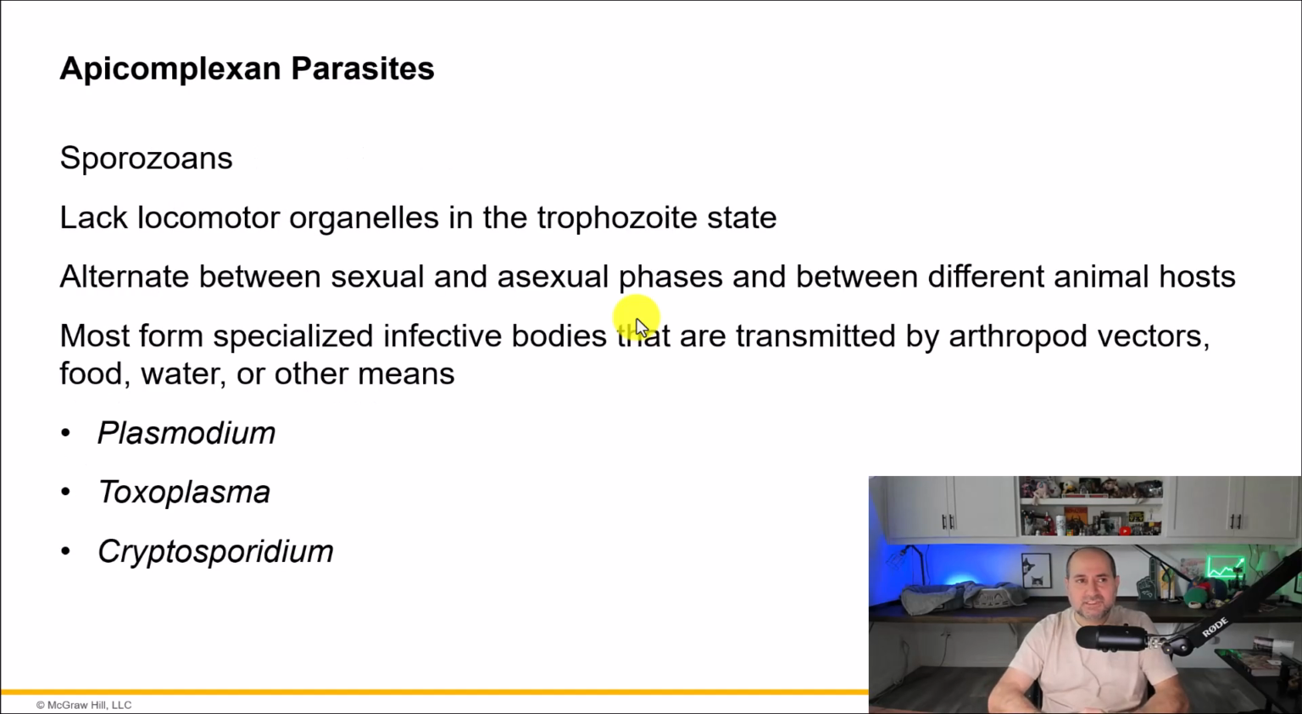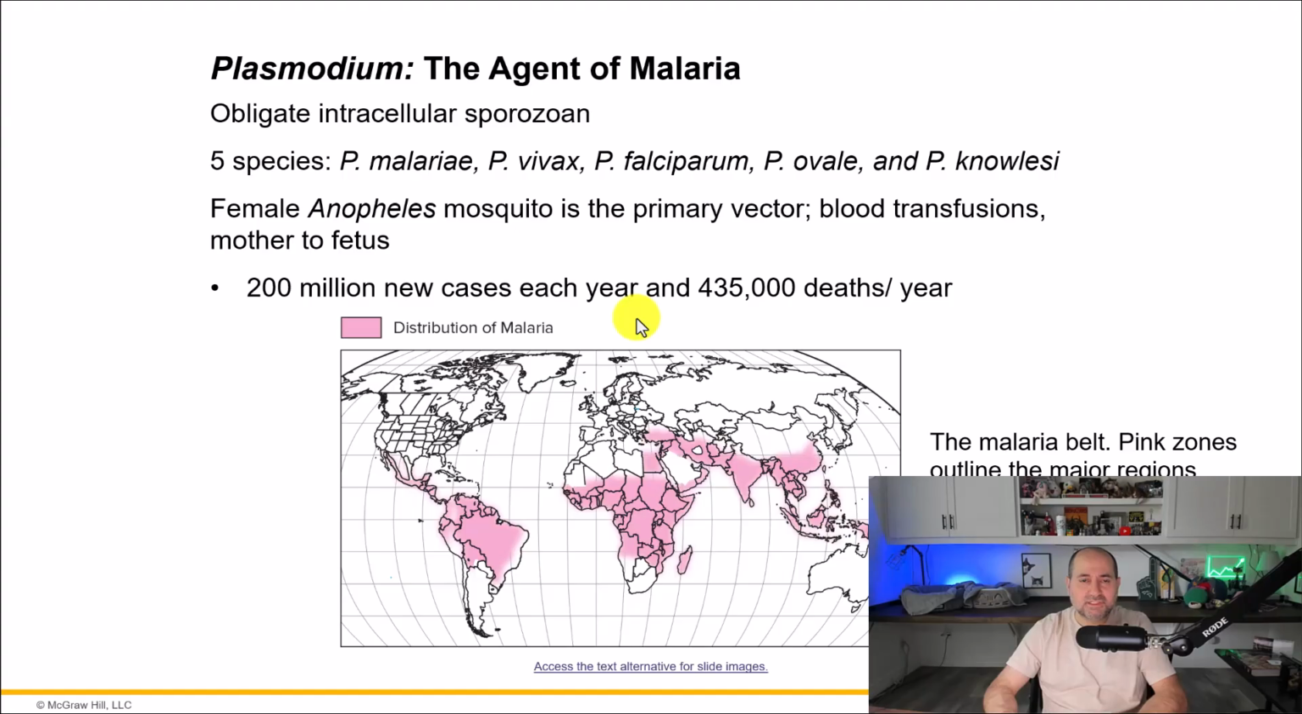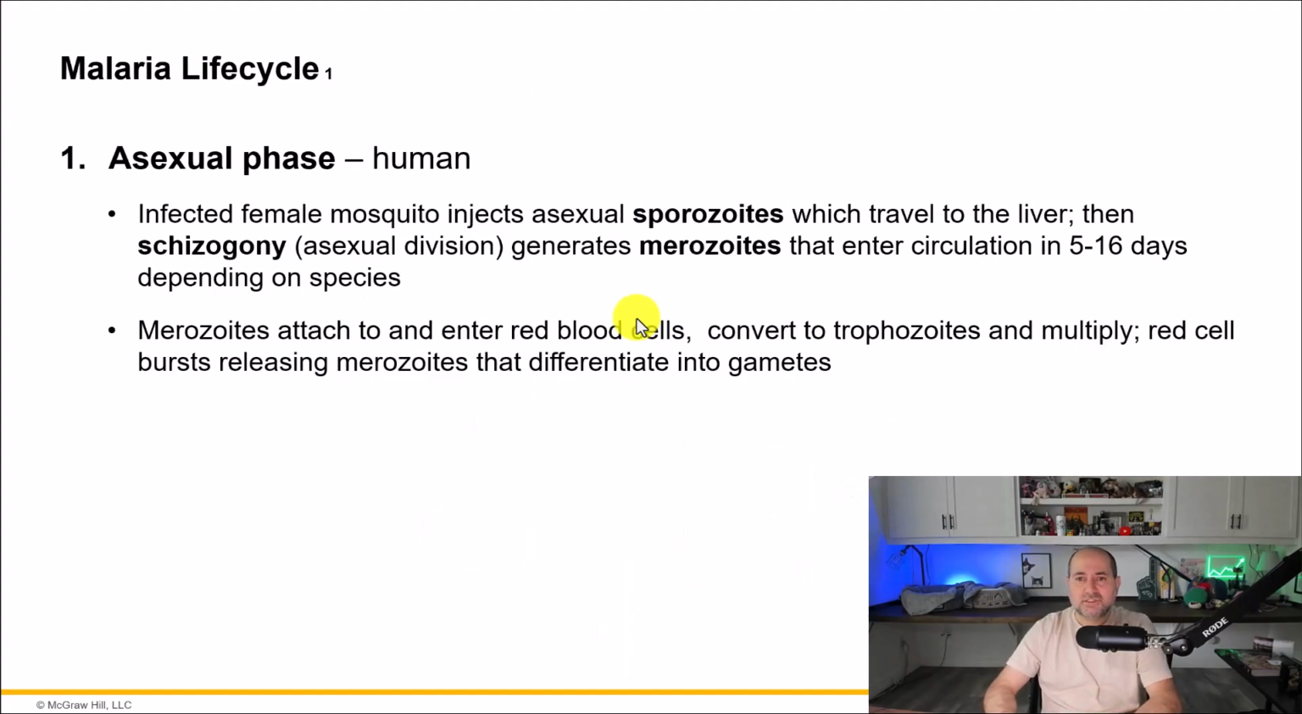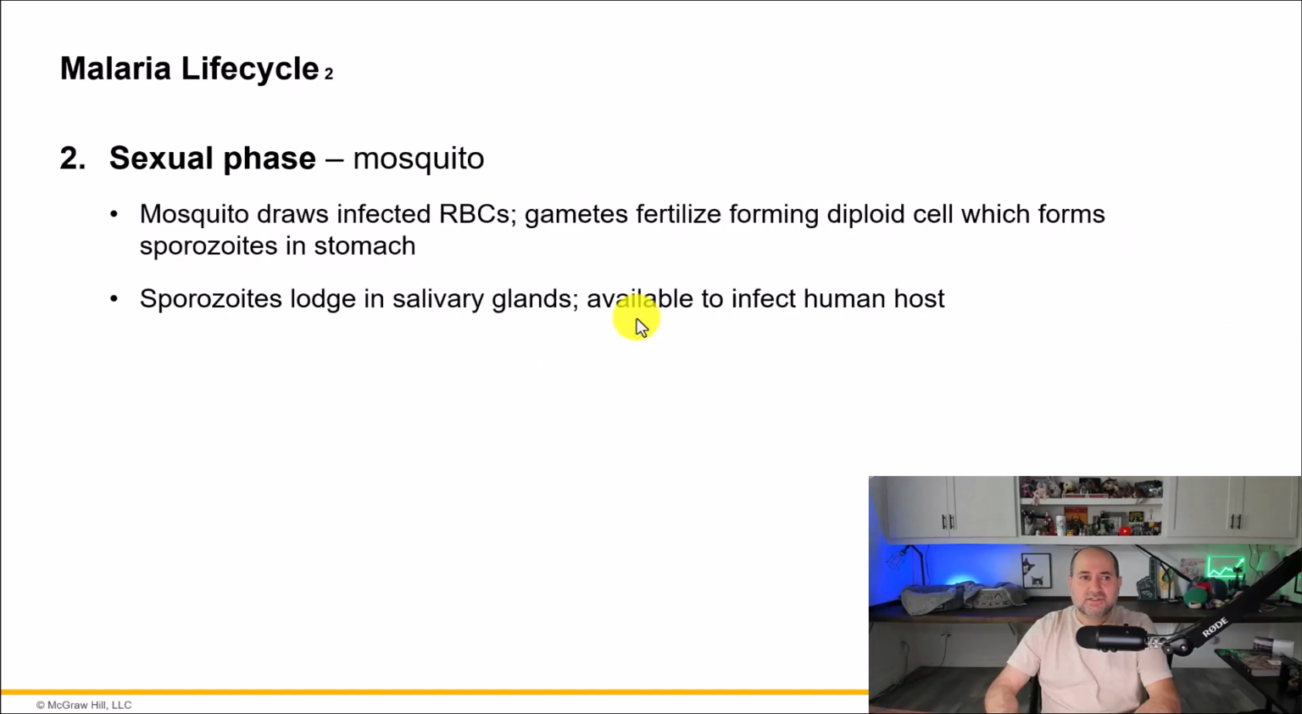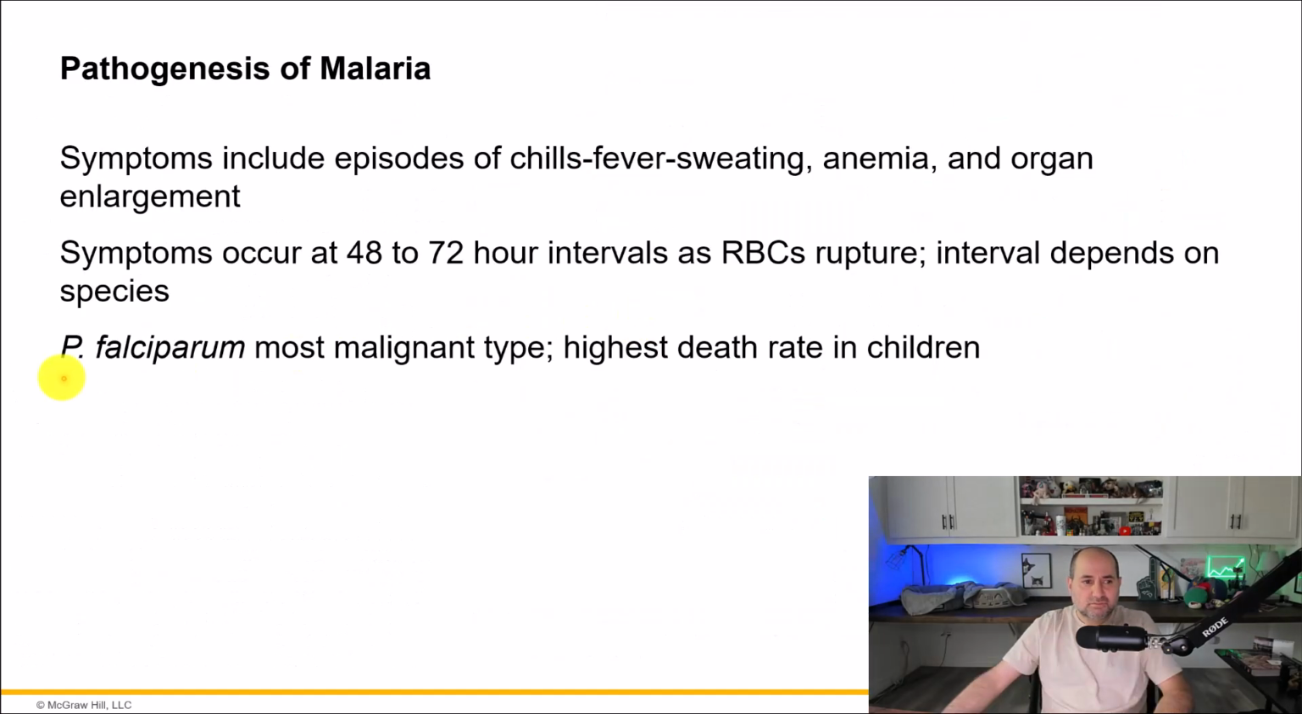Next, we talked about these non-motile apicomplexan parasites. Remember, a very important one we discussed first was the Plasmodium. You should know that Plasmodium causes malaria. And do you recall that it was the Plasmodium falciparum is the most malignant type? It has the highest death rate. So we might want to remember that.